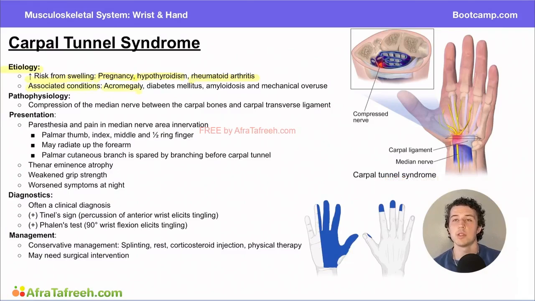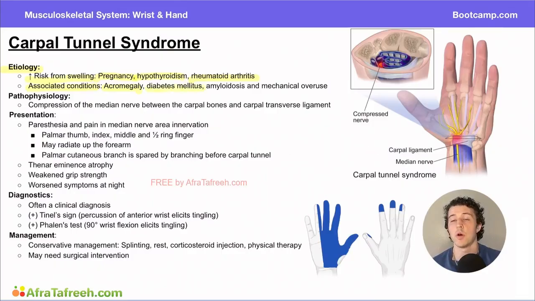And so there are a few more associated conditions with carpal tunnel syndrome, one of them being acromegaly. Remember, this is if we have excess growth hormone in an adult. And unlike some of the other things that will cause swelling and increased fluid, acromegaly will actually cause overgrowth of the bones in the hand. And so the growth of those bones will compress the nerve, leading to the pain and symptoms seen in CTS.